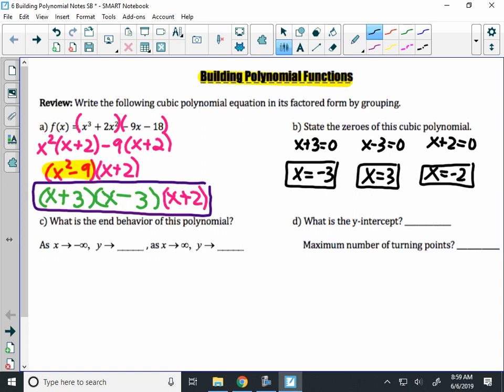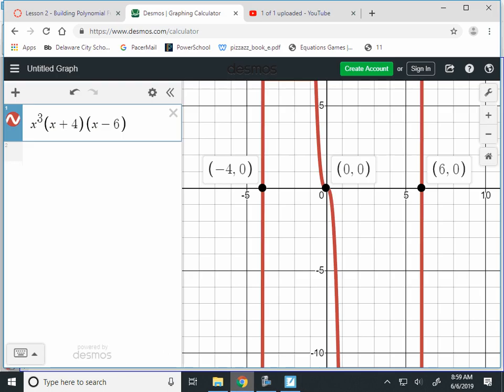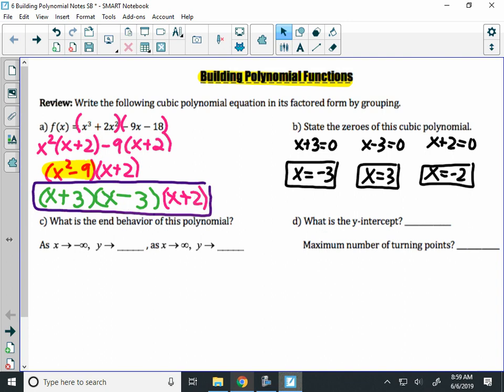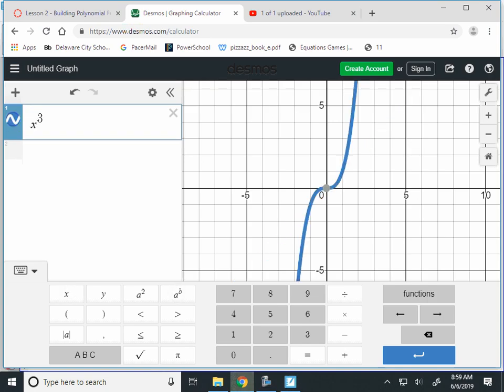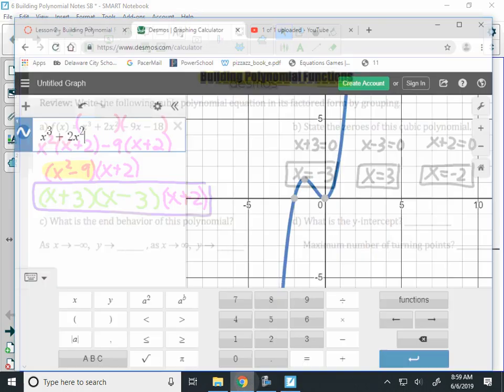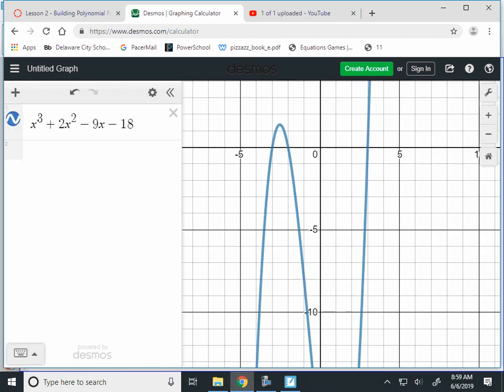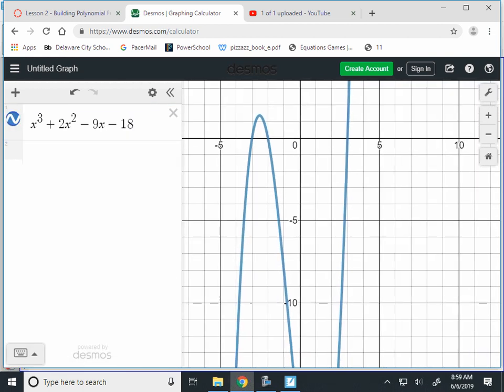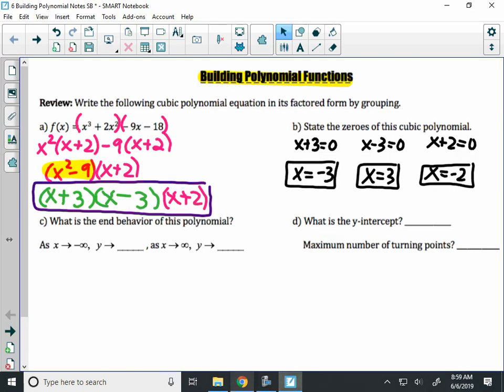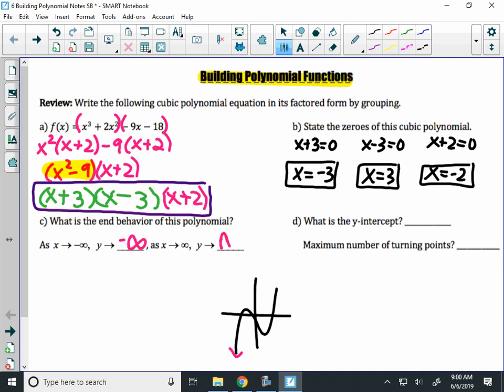What is the end behavior of this graph? Well, if you're not sure, why don't we go ahead and graph this here. So x cubed plus 2x squared minus 9x minus 18. All right, so here's my graph. Looks like the end behavior has one arrow down low, one arrow up high. I'll sketch it right here. Kind of looks like this. So my arrow on the left is going down towards negative infinity. The arrow on the right is going up to positive infinity.